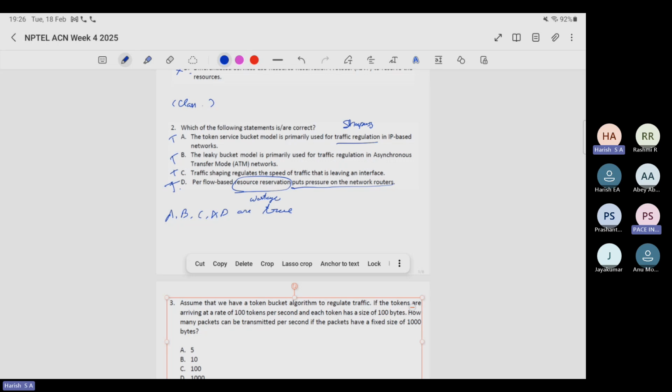Yeah. So the last option, you're saying the answer is the last option, right? You're saying which of the following are correct. So the point is per flow based resource reservation puts pressure on the network routers. I mean, this is also true. It does put pressure on the network routers, or at least that's what my understanding is.